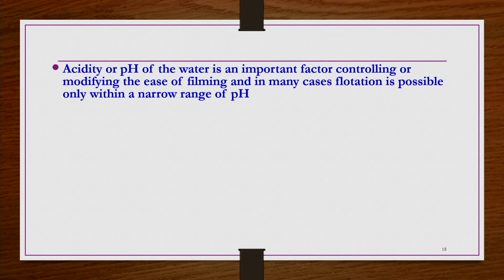Another parameter is acidity or pH of the water, an important factor controlling or modifying the ease of filming, and in many cases flotation is possible only within a narrow range of pH. So, this is another kind of modifying agent, one that modifies the pH, because in a few cases flotation is good only under a narrow range of pH. If you want to bring the pH of the system to that narrow range, then you may need to add some more modifying agents.